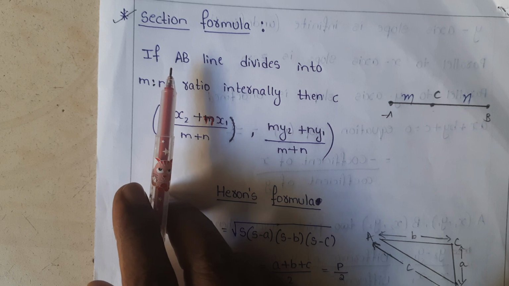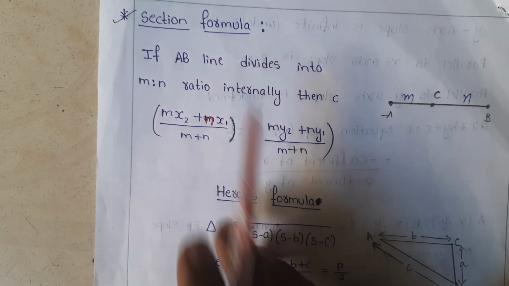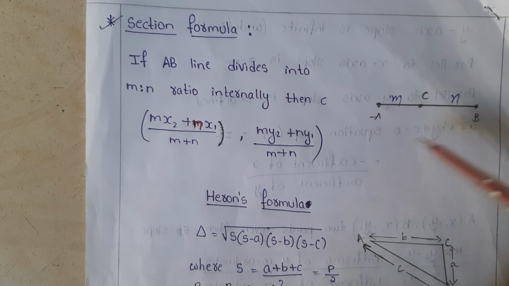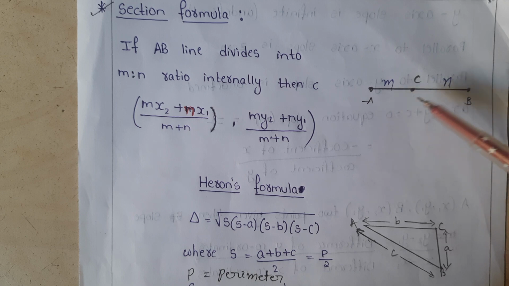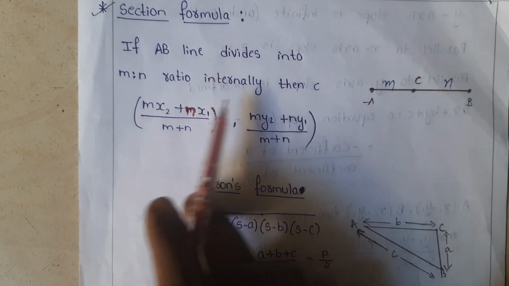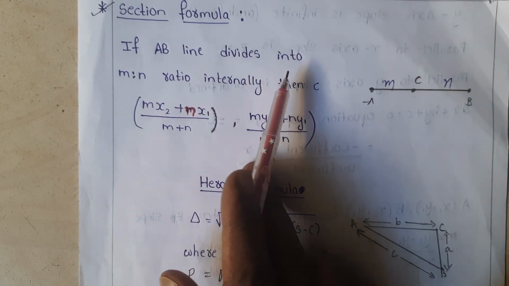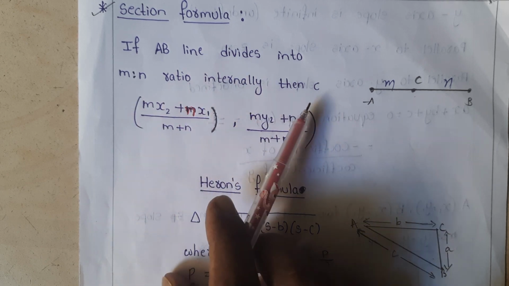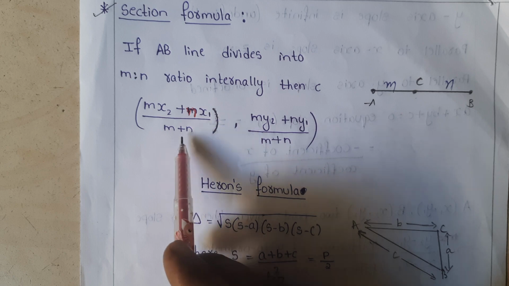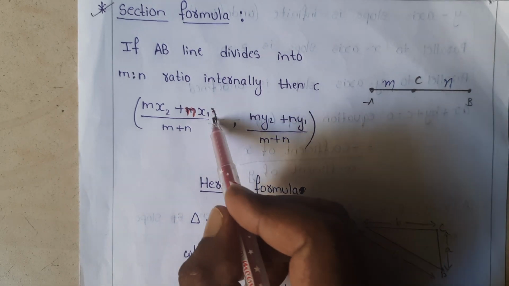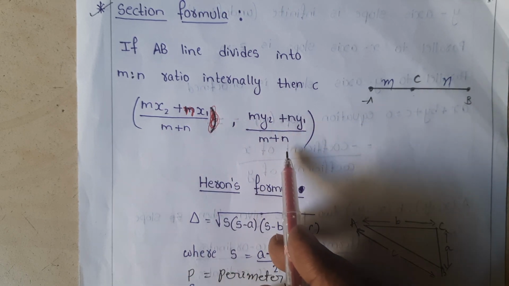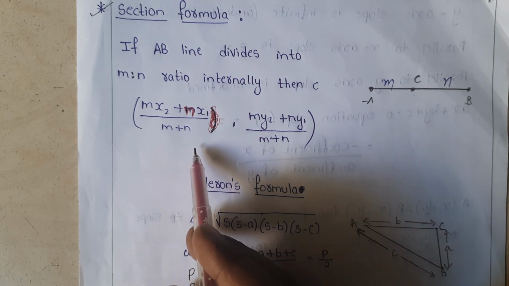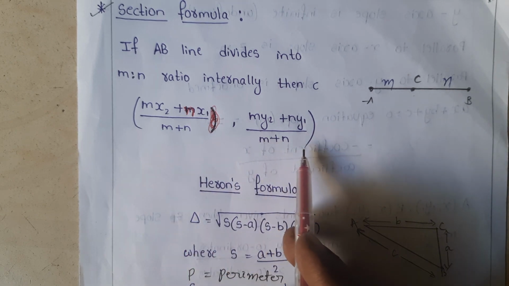This is a very important formula in our syllabus: the section formula. See here, line segment AB is given, which is divided in the ratio m is to n at a certain point C. If line segment AB is divided in the ratio m is to n internally, then C is mx2 plus nx1 by m plus n, comma, my2 plus ny1 by m plus n. This is the first coordinate, the x coordinate, and this is the second coordinate, the y coordinate.